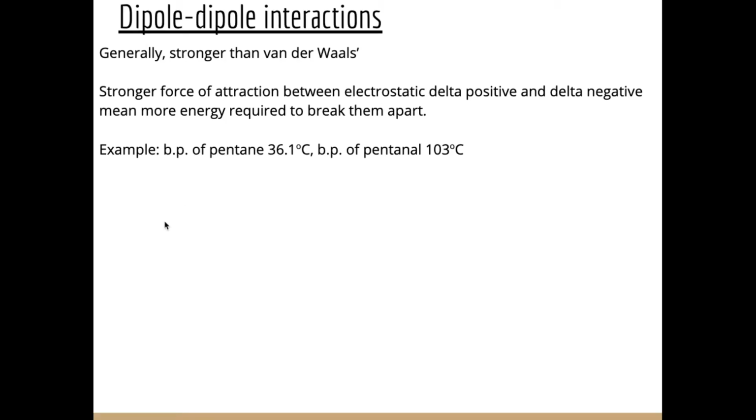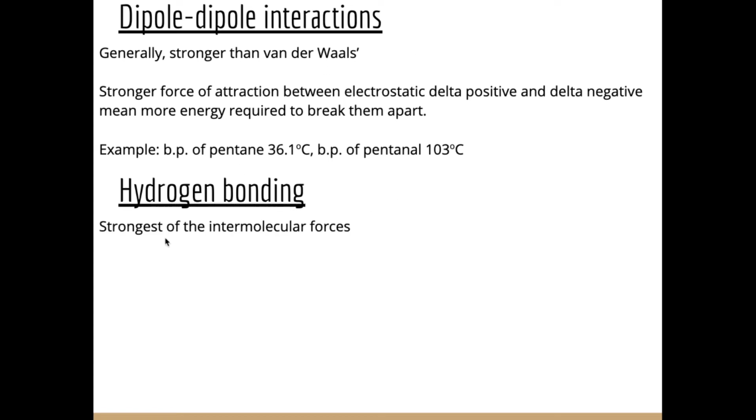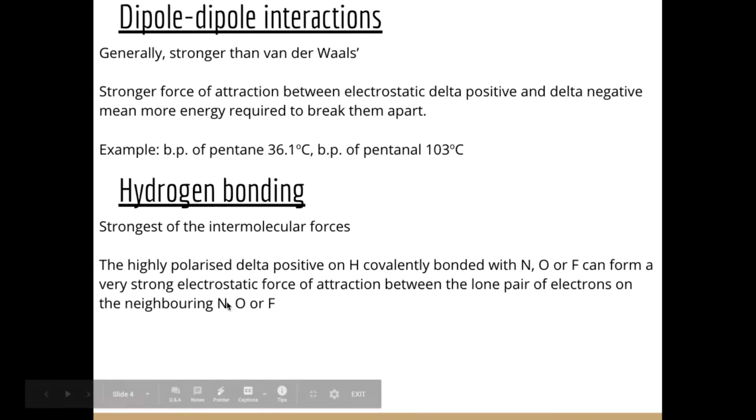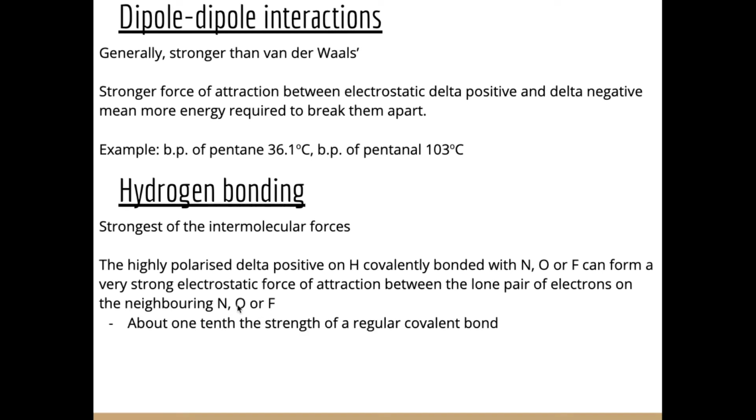Then we had our strongest intermolecular force, which was our hydrogen bonding, which was really a unique case of dipole-dipole interactions. This is where we have the highly polarized delta positive on a hydrogen that has been covalently bonded with nitrogen, oxygen, or fluorine, because these three atoms are particularly electronegative, so they hold that electron pair particularly close to them. And this can form a very strong electrostatic force of attraction with the lone pair of electrons on the neighboring nitrogen, oxygen, or fluorine. So it's stronger than the dipole-dipole interaction, not quite as strong as a full covalent bond, about 1/10 of the strength.